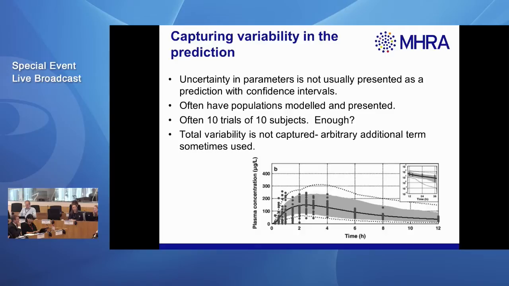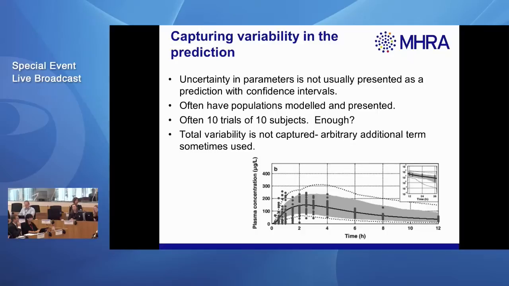So the variability in the profiles, you have your populations in the softwares, and that represents the range that you would expect in physiology and in metabolic parameters you would expect in a population, and this gives you a range. And often what we see is people have done maybe 10 trials of 10 subjects. You could argue this might not be enough. Maybe people should be doing more. Sometimes we see more, sometimes we see less.